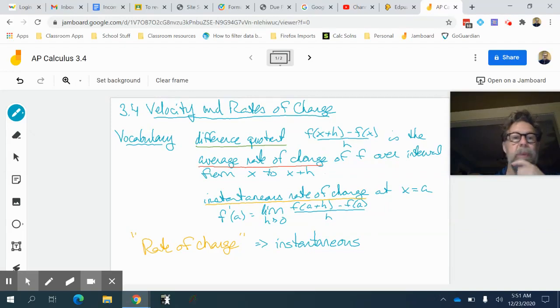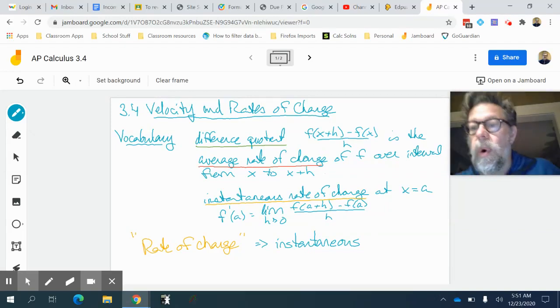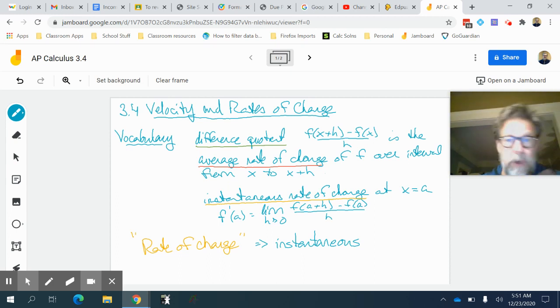All right, welcome to chapter 3.4. So what you need to know about this section is that basically this whole section is just examples of how we use the idea of the derivative, or the rate of change, the instantaneous rate of change. And it's just going to be example after example after example of different things that we do with this, different ways to talk about it, to use it, to apply it.